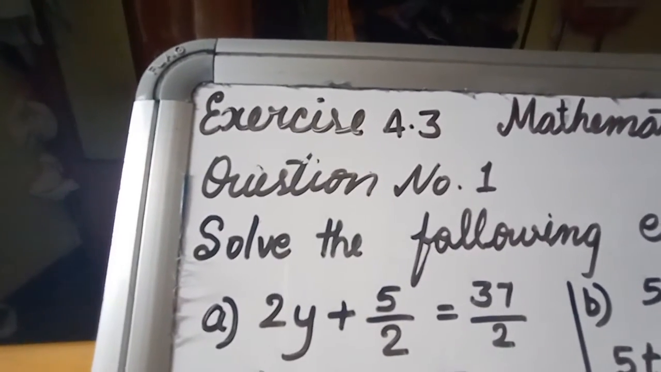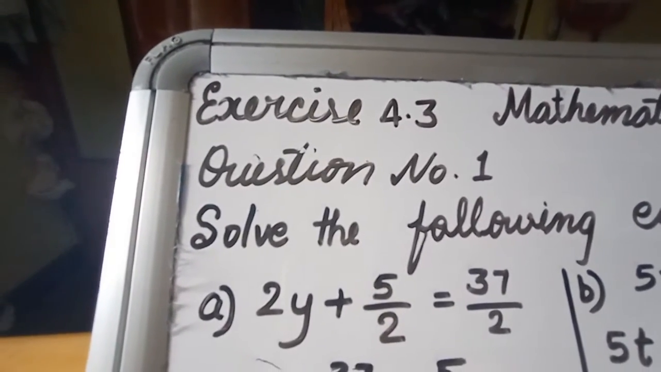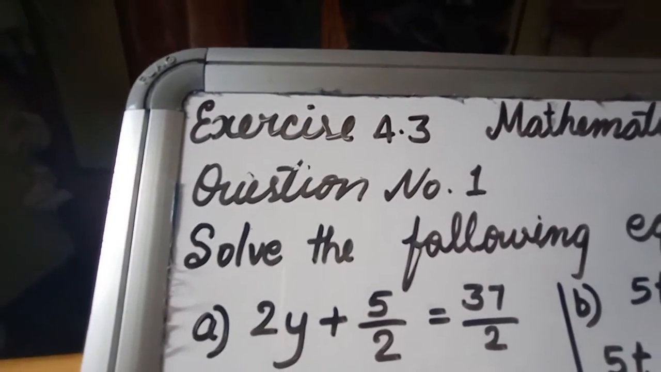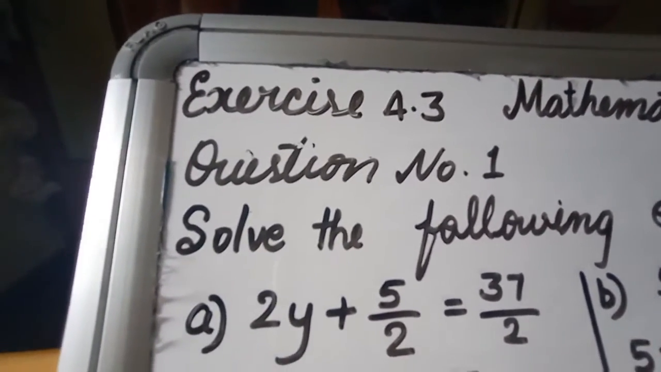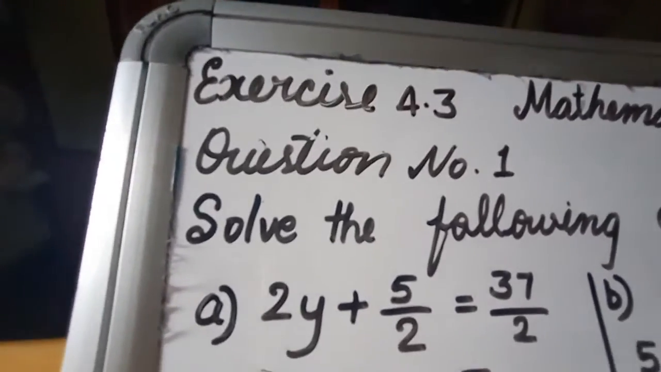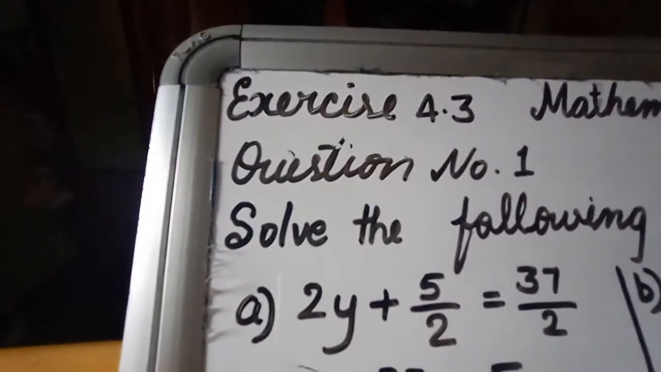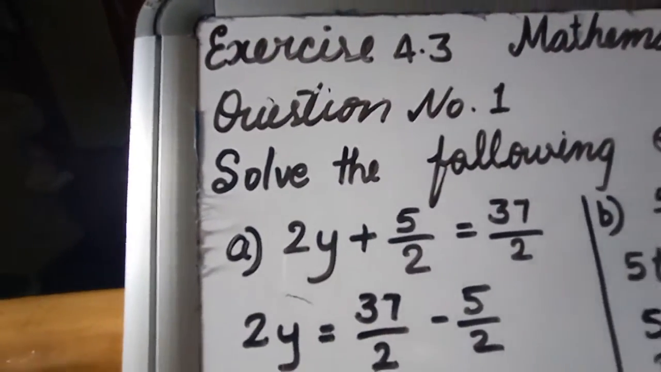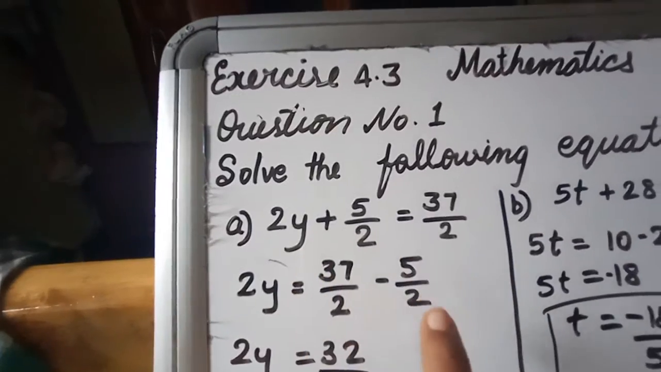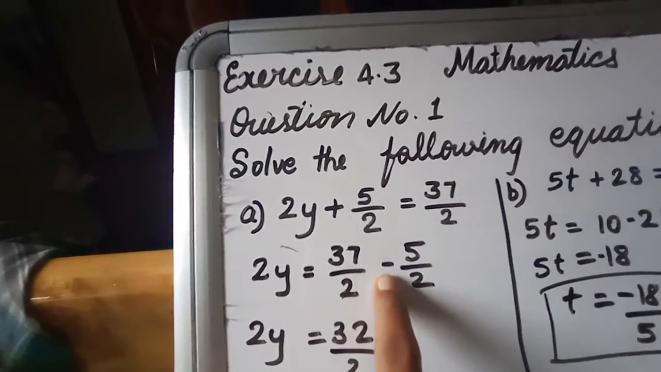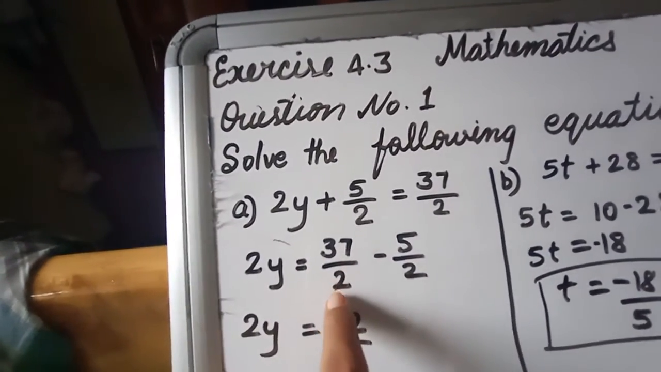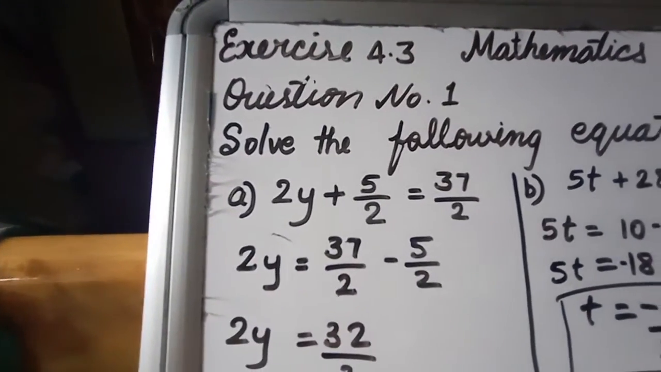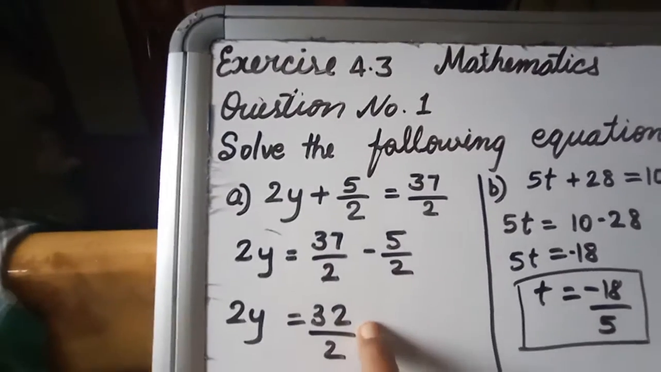By seeing the question, you should understand that first you have to separate the variable. Before going to solve the problem, if you separate the variable, it is easy for you to find the value of the variable. Now, I am shifting 5 upon 2 to the right hand side. So here plus becomes minus. So y is equal to, when denominators are same, we can directly subtract, 37 minus 5, 32.